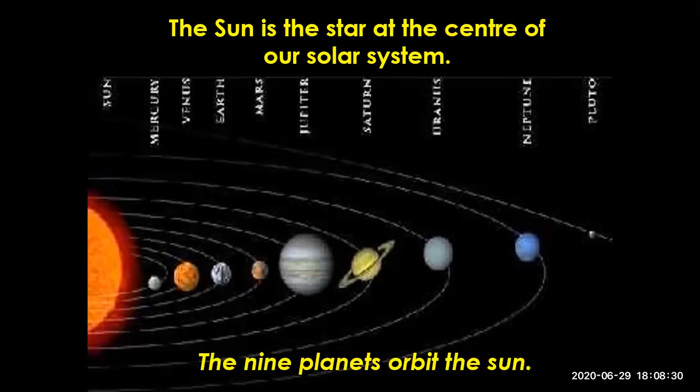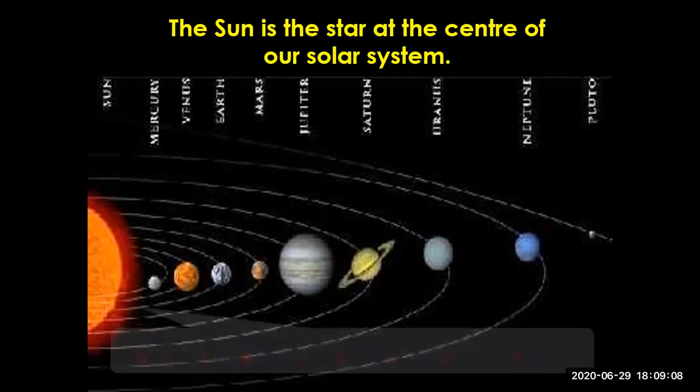Pluto has now been recognized as a dwarf planet, and so we use mnemonics to remember the planets in order, the planetary order. We have MVE, MJS, UNP. You can also come up with your own mnemonics to help you remember all the planets in order.